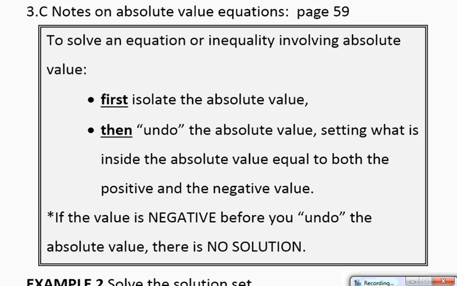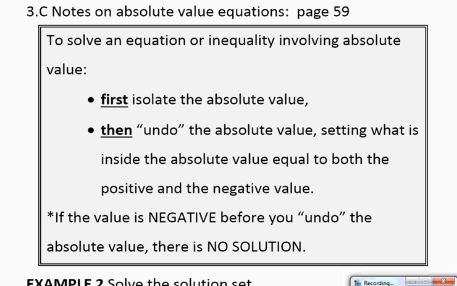So remember what that means to isolate. That means to step by step remove anything that's outside of the absolute value, using reverse PEMDAS, to the other side. So we're going to do that first. So isolate, get the absolute value alone.